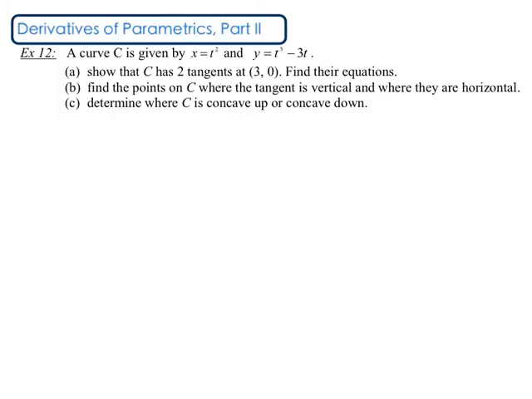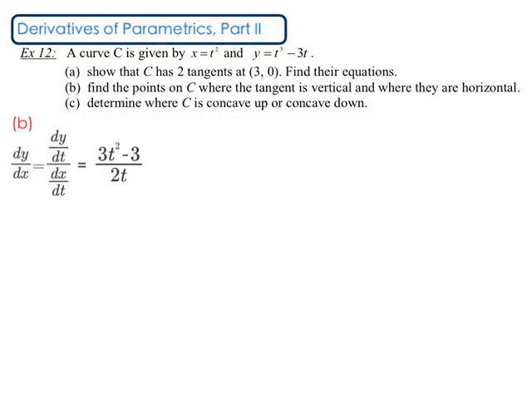Okay guys, so this is part 2 of the lesson on the derivative of parametrics. We went through part A and now we're going to go into part B. In part A, we established that dy/dx was the derivative of the y component divided by the derivative of the x component, or dy/dt over dx/dt, or y prime over x prime, and we came up with (3t squared minus 3) over 2t.